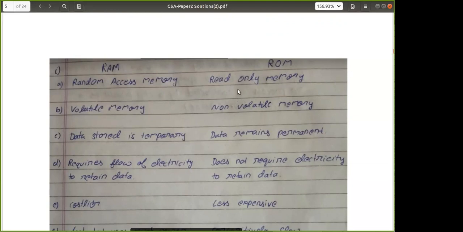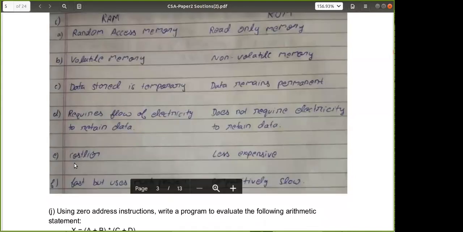But the ROM is a read-only memory, and that is non-volatile memory. It means that even when the electricity is gone, and even when you start a system, the ROM would play a part, because all the booting instructions are written on the ROM. RAM is costlier, and the ROM is less expensive. And RAM is fast but uses much power, and ROM is comparatively slow.